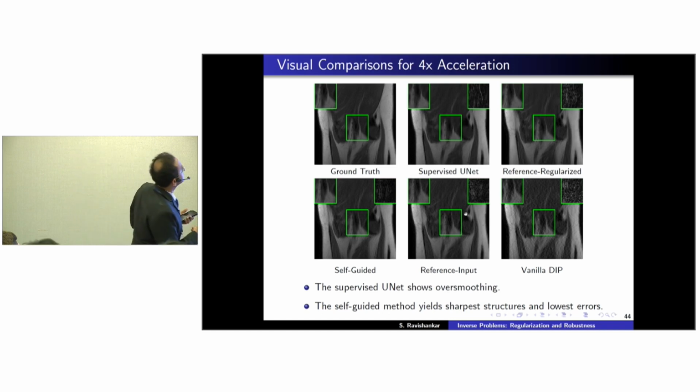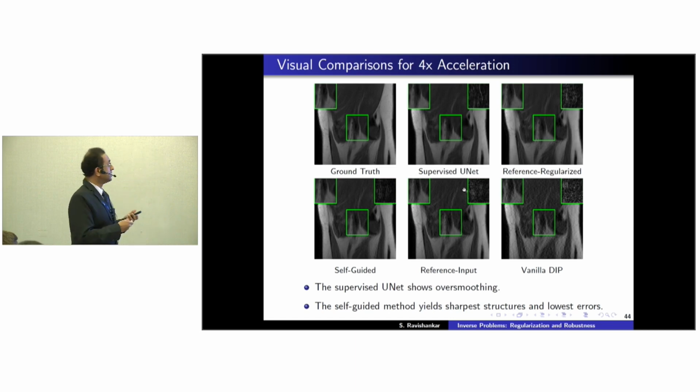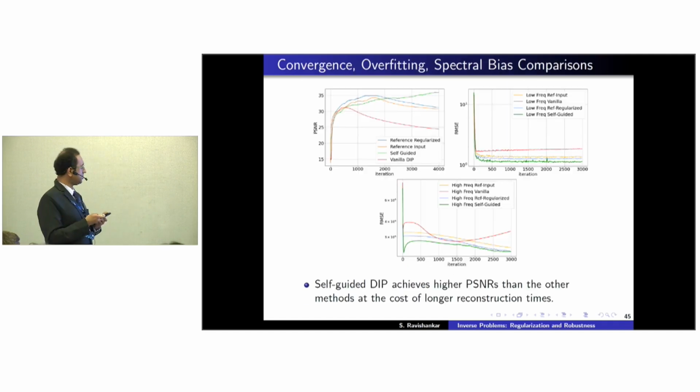And I'm not sure if it's clear, but the supervised network tends to produce some over-smoothing in the zoom-ins, and the self-guided scheme seems to alleviate that effect. And again, these are the PSNR plots and the errors in different frequency bands, low frequency, high frequency. Vanilla DIP has the characteristic overfitting, and the self-guided or reference-guided schemes don't. With the self-guided scheme, the PSNR seems to keep continuing to increase.